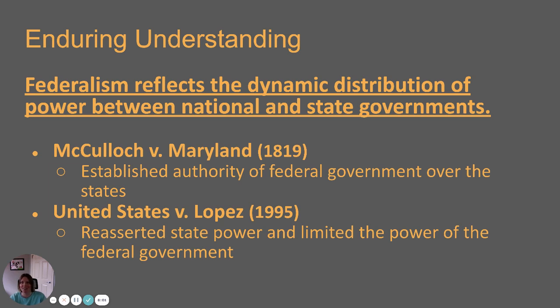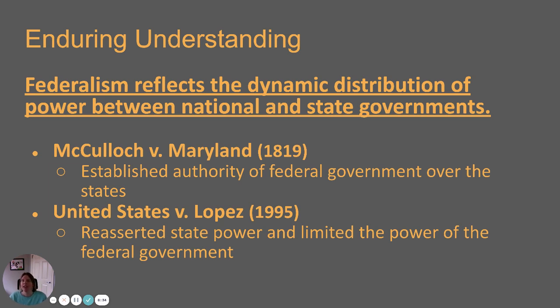Okay, we're on to our next enduring understanding. Federalism reflects the dynamic distribution of power between national and state governments. So we have two cases that relate to federalism. One is about expanding the federal government's authority, and the other is about limiting the federal government's authority. And that's a common theme that you'll see in these Supreme Court cases. The reason is because the AP test wants you to be able to provide examples of each: a time when the federal government was expanded and a time when the federal government was limited.